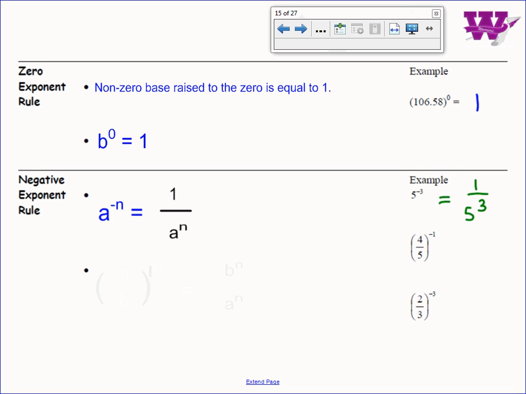If we have a quotient raised to a negative exponent, we'll simply flip the base and raise both top and bottom to the positive exponent. That's our hop the line and change the sign. So when we apply the negative exponent to a quotient, we take the reciprocal and raise both to the positive exponent. So 4/5 to the negative 1 would be the same as 5/4 to the positive 1, which in turn is 5 over 4.